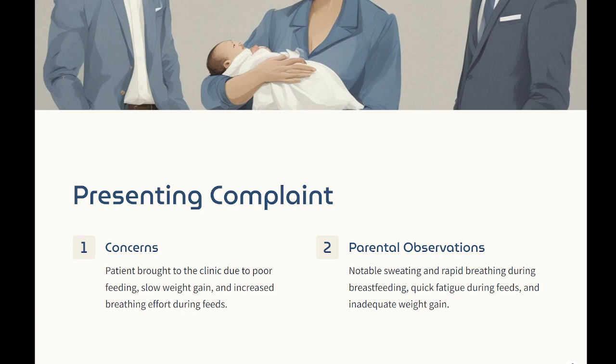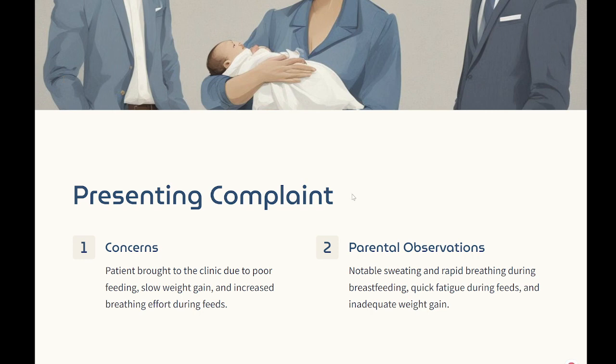History of present illness: the patient has been increasingly fussy over the past month, with noticeable sweating and rapid breathing during breastfeeding. The parents report that she seems to tire quickly during feeds and often falls asleep before finishing. They also note that she has not been gaining weight as expected for her age.